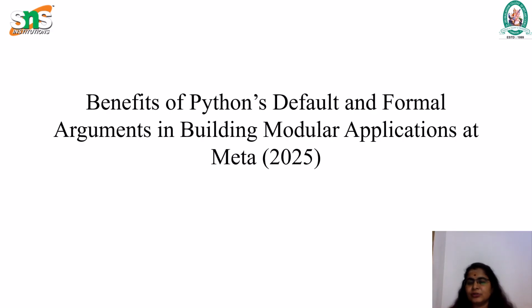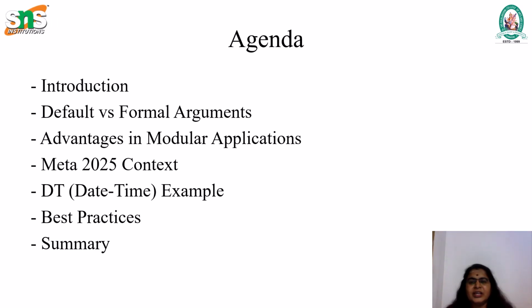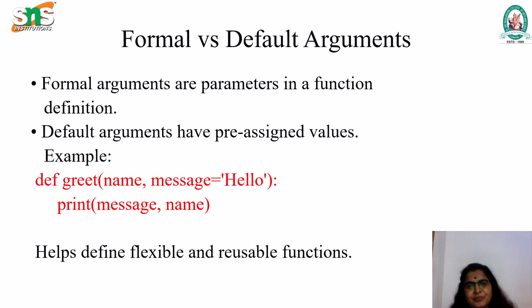applications at Meta in 2025. First we will see the introduction, then default versus formal arguments, then advantages in modular applications, the Meta 2025 context, a date and time example using formal and default arguments, then best practices, and then a summary. First, let's look at formal versus default arguments.